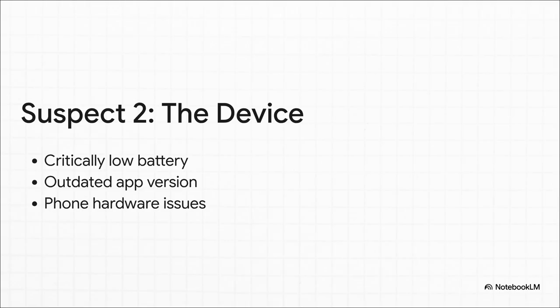Next up, we've got to investigate the getaway car. Your phone. Maybe your app is out of date and it can't talk to the bank system properly. Or your battery's about to die, causing the whole thing to just glitch out. It's the machine in your hand failing you at the absolute worst moment.